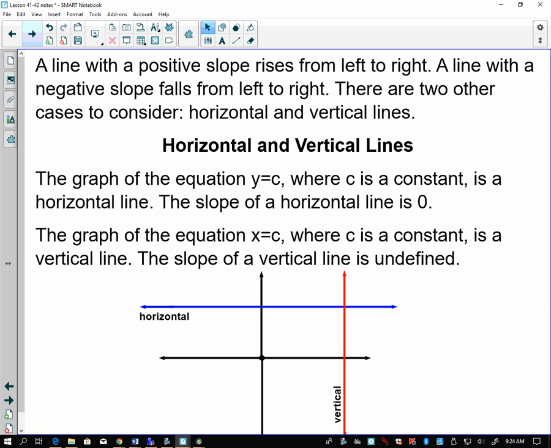But there are two other cases to consider, and that's horizontal and vertical lines. Okay? A horizontal line doesn't rise. Okay? And because it doesn't rise, it has a slope of 0, because in terms of rise over run, it's 0 over infinity. Okay, because it's going on and on forever to the left and to the right. Okay, but it has a rise of 0.